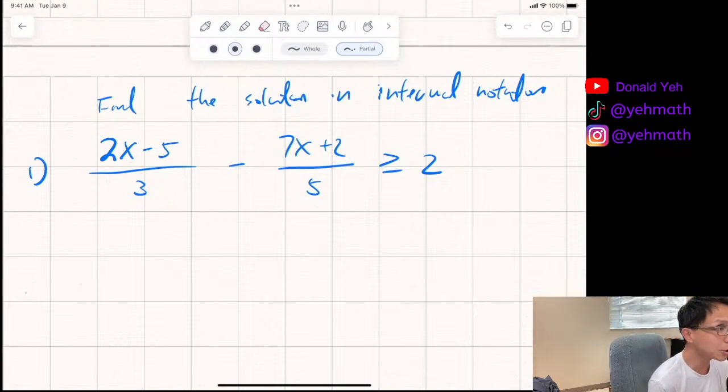Make sure you get rid of the fractions as the first step. Do not combine the fractions. Practice, learn how to get rid of fractions, all at the first step.